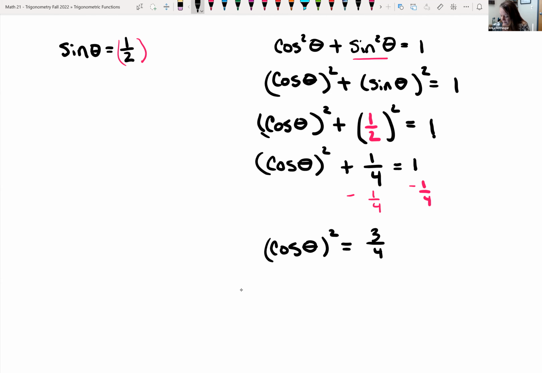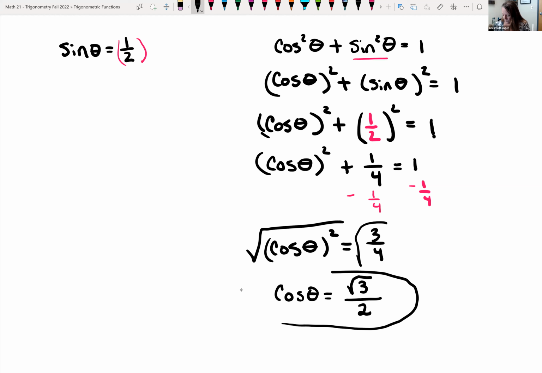Taking the square root of both sides of our equation, we get that cosine theta is equal to, well, if you have a square root of a fraction, it's the same thing as the square root of the numerator. So square root of 3 all over the square root of the denominator, but square root of 4 is just 2. So we have now what cosine theta is based off of knowing what sine theta is using our trigonometric identity.